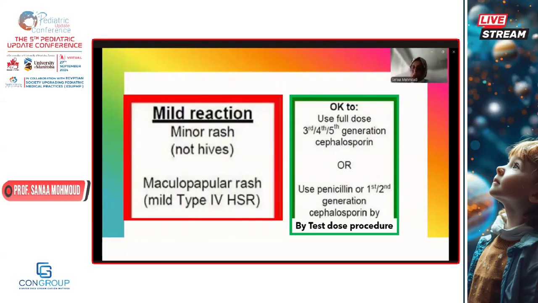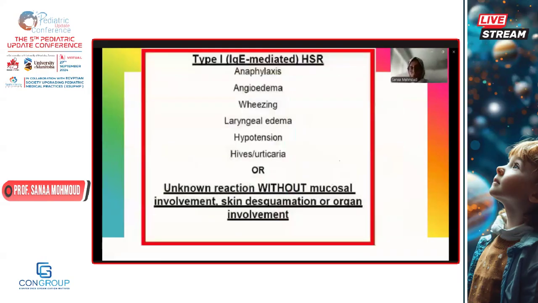What is the test dose? 10% of the dose. What are you going to do? You dilute it, give 10%, wait for 20 minutes, no reactions, give the rest. Here we go. Don't give the full dose. I will tell you what to use again.